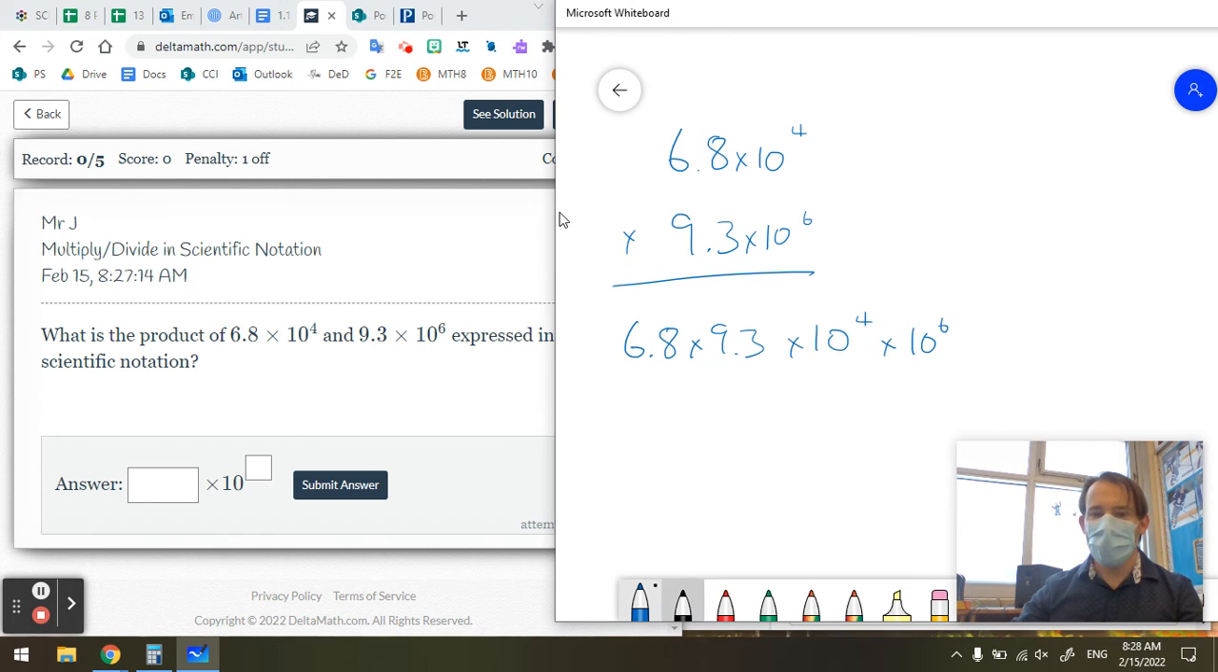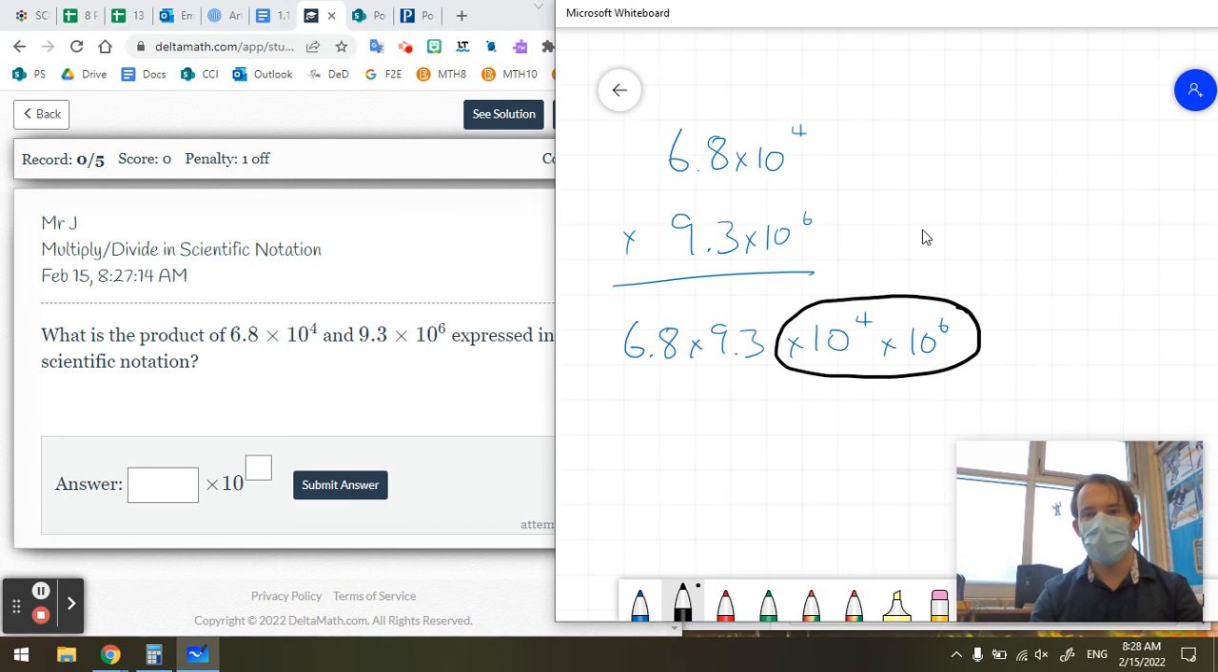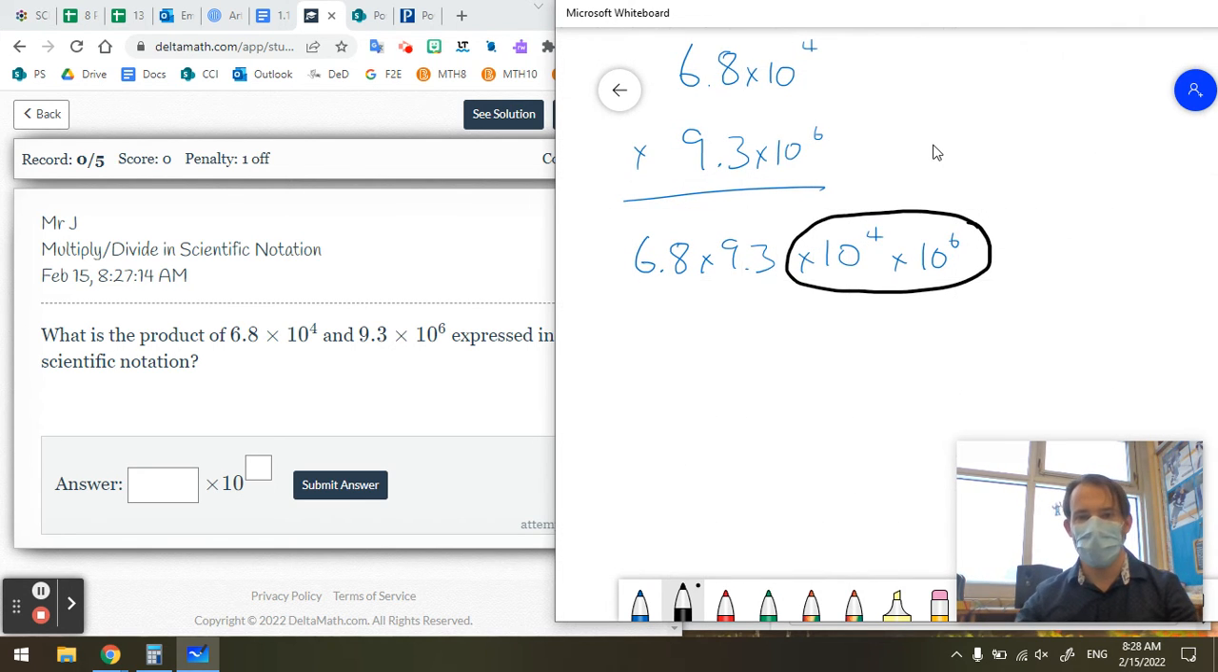And now let me ask the class. Let's turn on our brains again. Can anyone do that in their head? 10 to the 4 times 10 to the 6? Well, maybe I'm not sure how to do that. So maybe what I can do is rewrite this as 10 to the 4, that'd be 10 times 10 times 10 times 10. Then I'm going to multiply it by 10 to the 6.